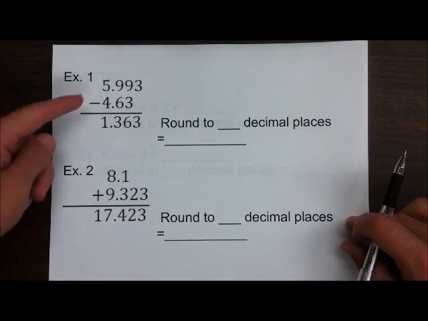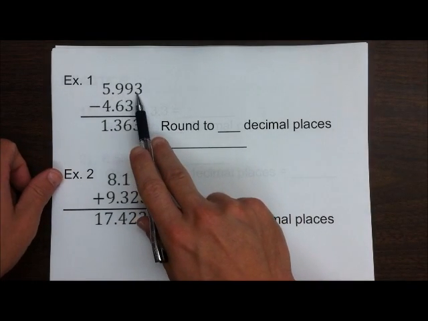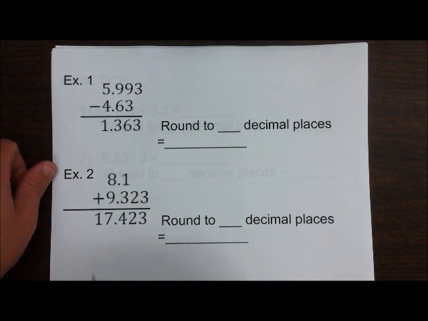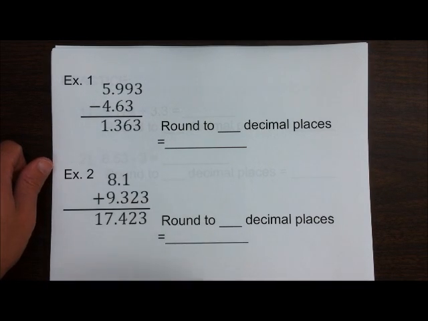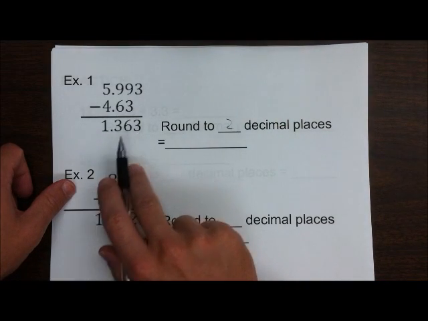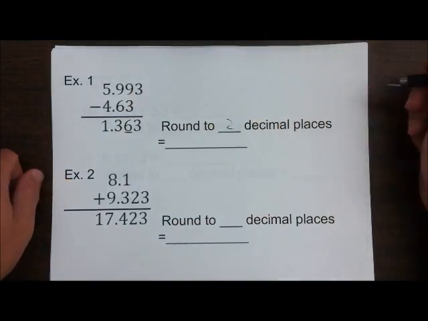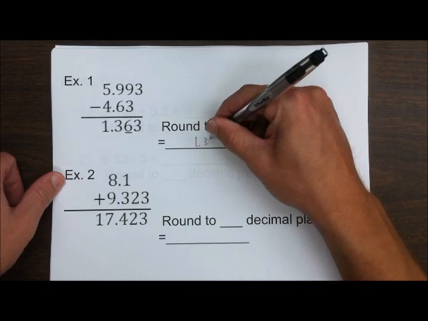So, for example, in subtracting these two numbers from each other, notice that this has 3 decimal places, but this only has 2 decimal places. So once you get your answer, we're going to round to the least number of decimal places, which in this case is 2. So if we round this number to 2 decimal places, you would count 1, 2. You round here, and it's going to stay as a 6. So this would be 1.36.